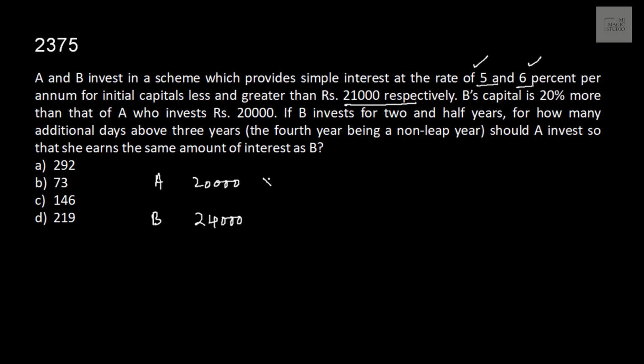So A will get interest at the rate of 5% and B will get interest at the rate of 6%. B invests for 2.5 years. For how many additional days above 3 years does A invest, if this is not a leap year, so that she earns the same amount of interest as B? Okay, B invests for 2.5 years. We don't know the investment time for A, say x, but the interest is the same.